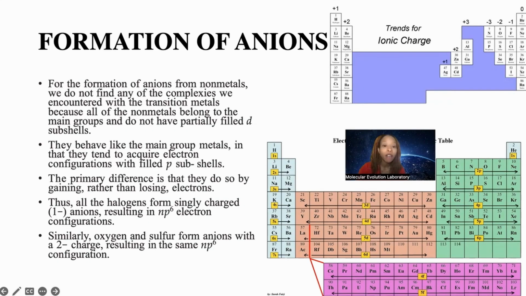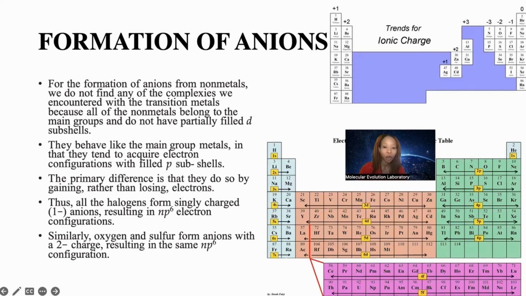For the formation of anions from nonmetals, we do not find any of the complexities we encountered with the transition metals, because all of the nonmetals belong to main groups and do not have a partially filled d subshell. They behave like the main group metals in that they tend to acquire electron configurations with filled p subshells. The primary difference is that they do so by gaining rather than losing electrons.